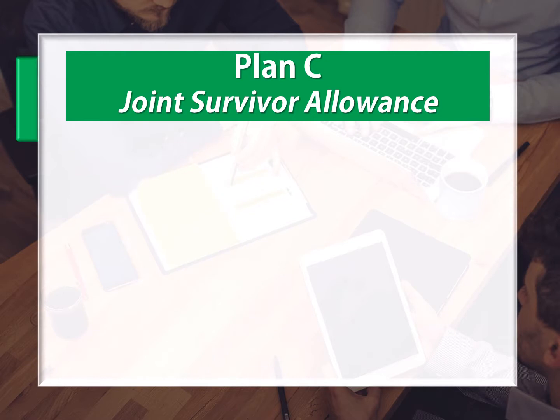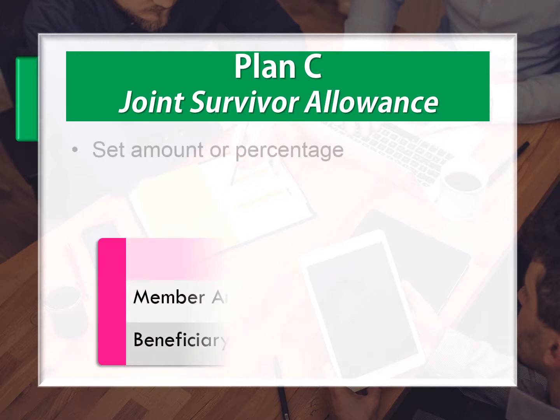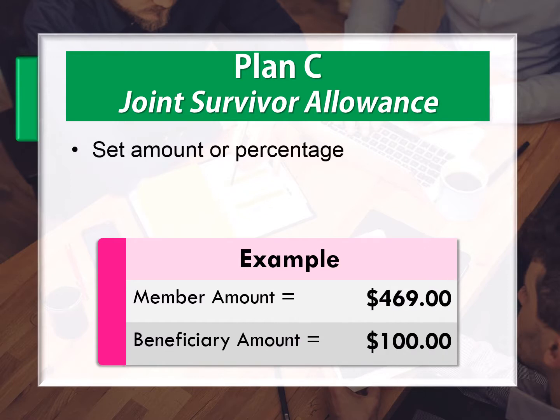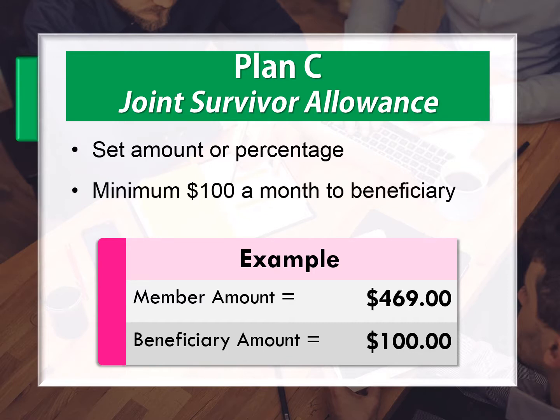Plan C is also a joint survivor allowance. This plan allows you to set a monthly amount or percentage of your pension for your beneficiary while allowing them to continue health care coverage if you pass away first. The minimum you can designate is $100 per month, and we have calculated the Plan C amount based on that figure unless you have specifically designated another amount.